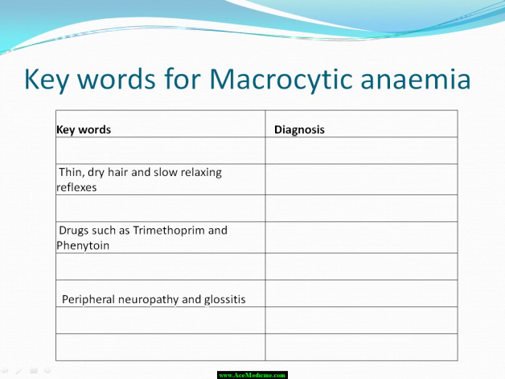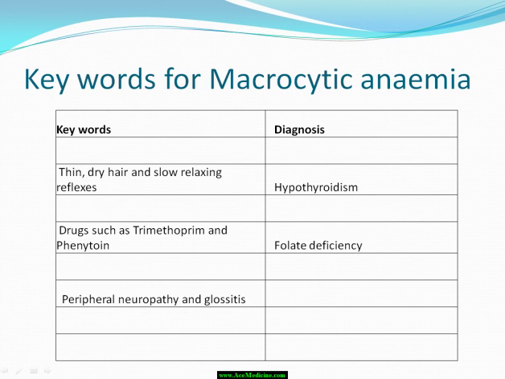Macrocytic anemia is a very popular question when it comes to EMQ and SBA exams. So let's go through classic keywords that you need to keep an eye out for. If someone has macrocytic anemia as well as thin, dry hair and slow relaxing reflexes, you should be thinking about hypothyroidism. If someone is taking drugs such as trimethoprim or phenytoin, you should be thinking about folate deficiency.